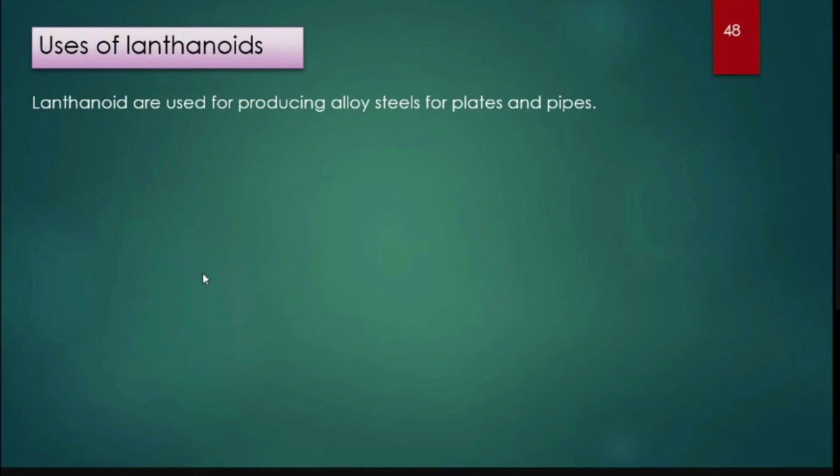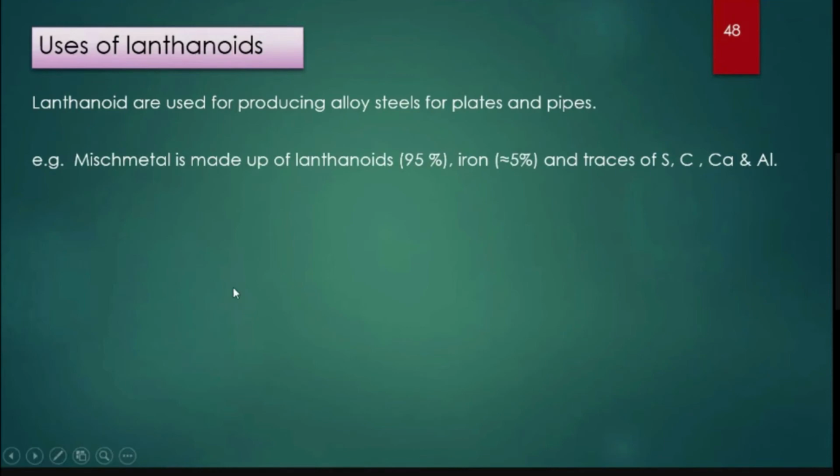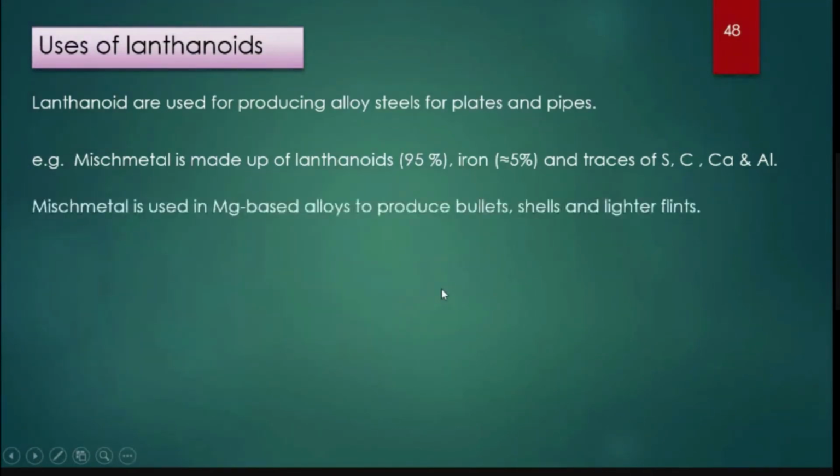Uses of lanthanides. Lanthanides are widely used for producing alloy steels, which are used in the manufacturing of plates and pipes. That is the first use. For example, mish metal is made up of 95% lanthanides and about 5% iron. Along with these two, it also contains traces, that means very small amounts, of sulfur, carbon, calcium and aluminium.